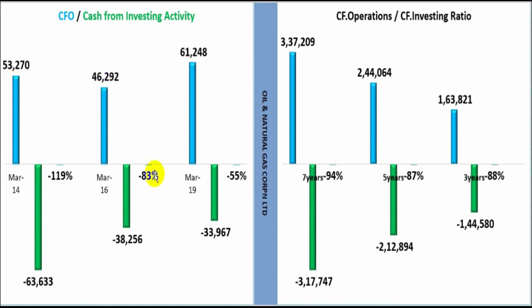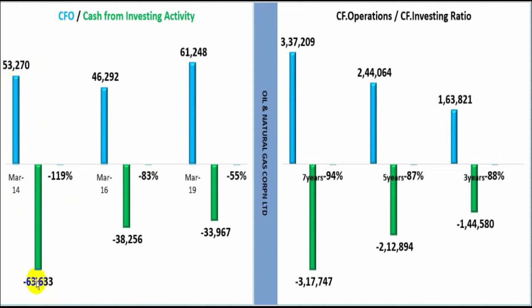So in March 19, if we notice, 61,000 crores was received by way of cash through operating activity. This is the money it earned from operations, that is cash earning, and out of that 50% was used in the investing activity. This also includes investing in mutual funds, as I mentioned earlier, as well as buying of fixed assets. So in March 16, if you look, 83% was used in investing activity out of the cash earned, and in March 14 it utilized more cash than it earned through operations.